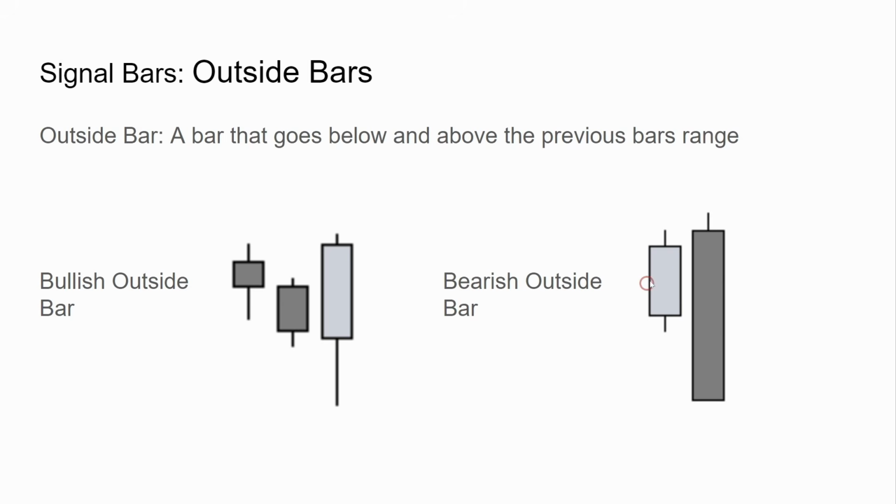Here's a bearish outside bar. It goes above the prior bar and below the prior bar. Bulls get filled, bears get filled, and this becomes one big range. Bears can sell the highs, bulls can buy the lows.